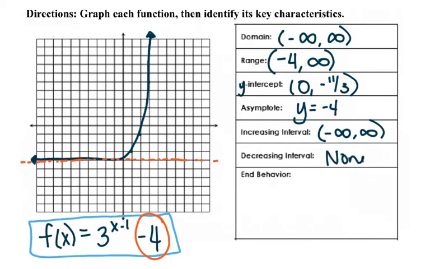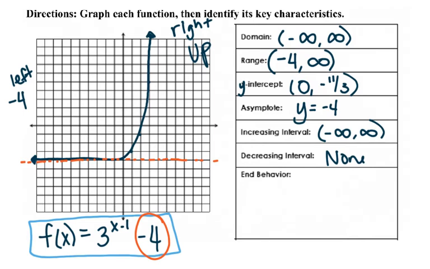It does not decrease. And then we need to talk about end behavior. So remember, end behavior means what's the left side doing, what's the right side doing. So the right is definitely going up, up, up forever, and the left is actually just going towards negative 4. It never goes below negative 4, but it just gets really, really close to it.